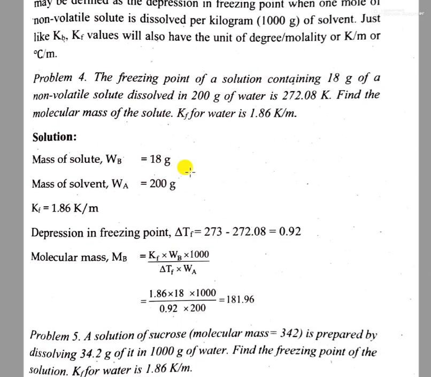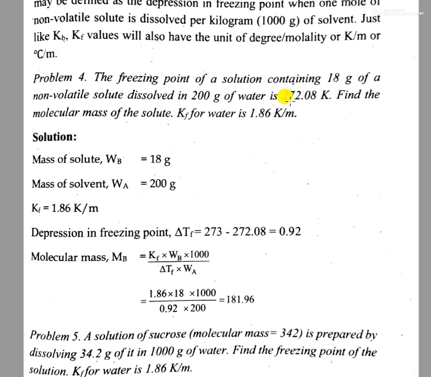Let us see the problem. Here 18 grams of a non-volatile solute is dissolved in 200 grams of water, and the freezing point of the solution is 272.08 Kelvin. In this problem, the mass of the solute is given, which is 18 gram. Then the mass of the solvent, that is water, is given, which is 200 gram. Then the value of Kf is given, which is 1.86 Kelvin per molal. And you are asked to calculate the molecular mass of the solute.